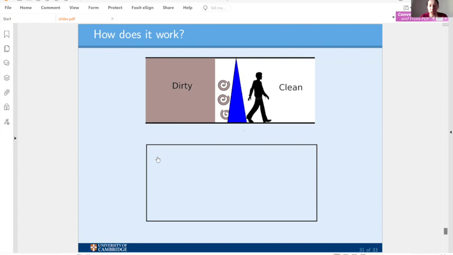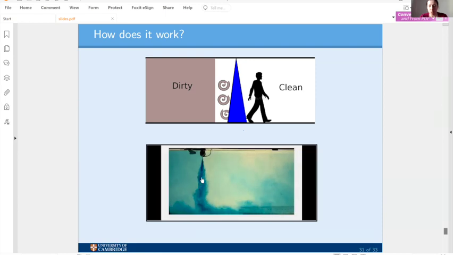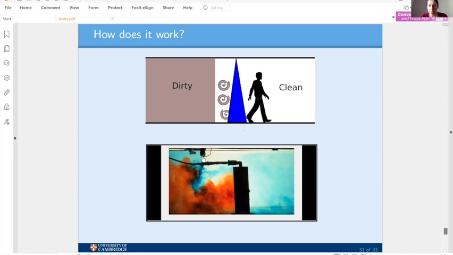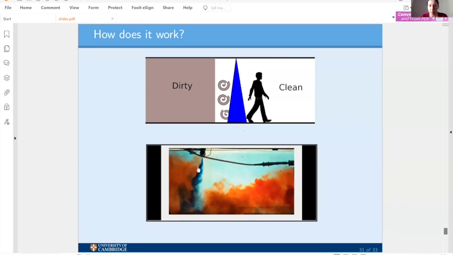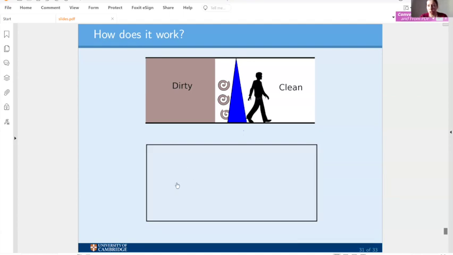And now this video is going to show you an experiment that we conducted. That blue fluid here is a so-called air curtain. Now you can see a person going through this air curtain. And what you're seeing here is that the air curtain will cut a part of the wake and will keep some of the contaminants in the dirty area.